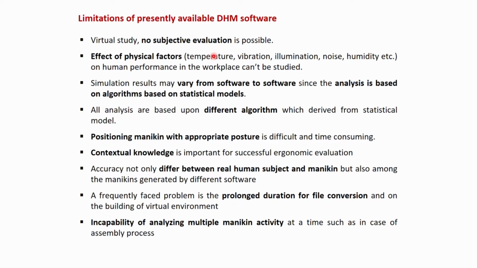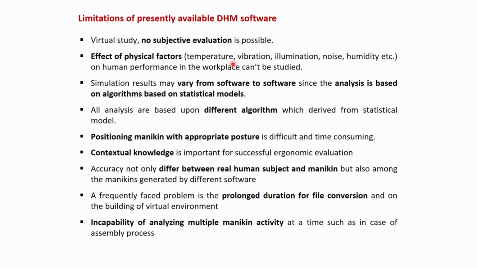As we mentioned in our first slide, in this particular module, module 8, we will discuss the limitations of presently available digital human software. In the market, there are so many digital human softwares commercially available, but all those softwares have some limitations. Mainly, most of these softwares allow only virtual evaluation or virtual study. No subjective evaluation is possible. So in this slide, I have listed a few general points regarding the limitations of presently commercially available softwares. The first one is that as the analysis is virtual in nature and no subjective evaluation is possible, that is a big limitation.